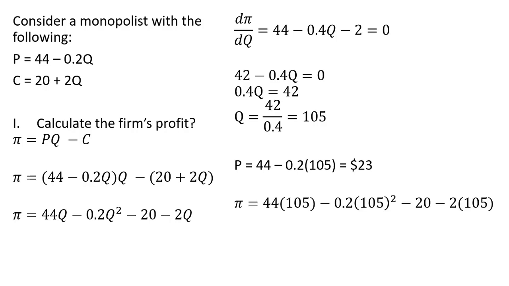In terms of profit, we can just evaluate the total profit function at the profit maximizing output. So where we have a Q, we'll plug in 105 and then simplify, and the firm's profit is $2,185.